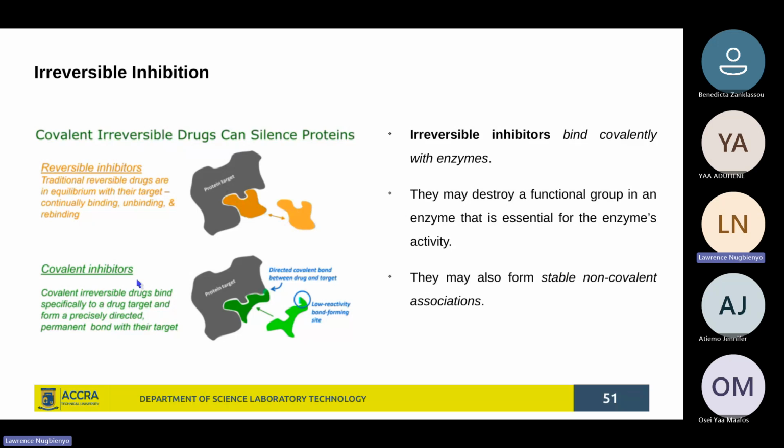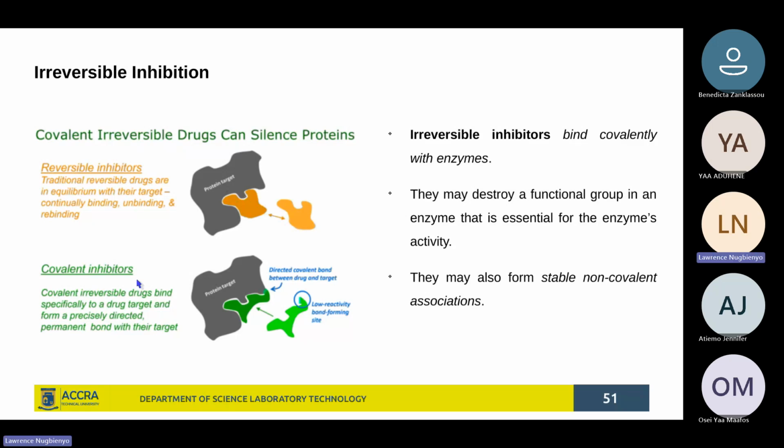And so the effect of that inhibitor on the enzyme is permanent, and actually may even result in the destruction of some functional groups in the enzyme, completely rendering the enzyme inactive in that case.